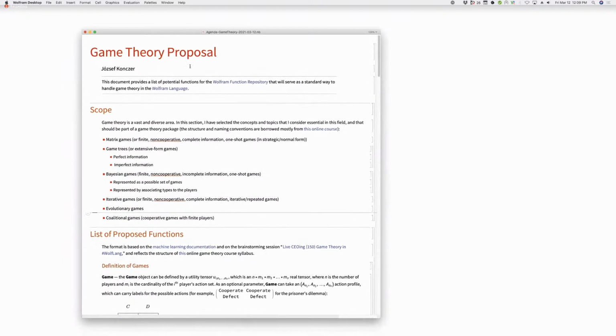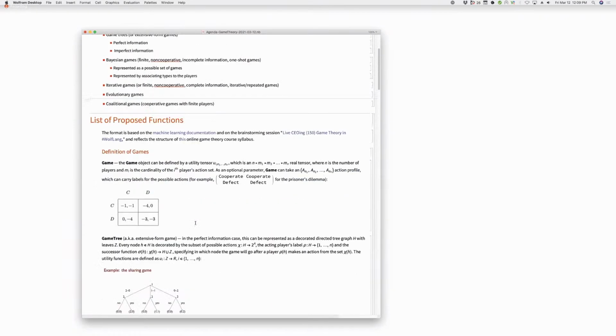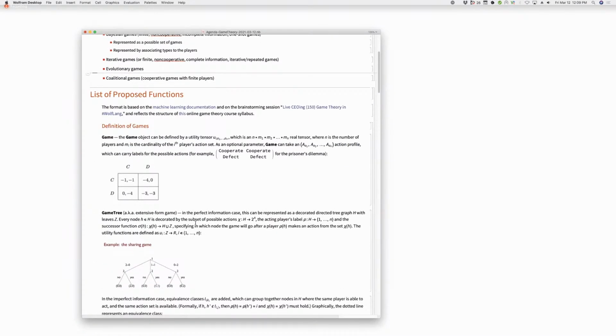So, okay, now Joseph has proposals for functions. Explain. Okay, a game can be defined by a utility tensor. N is the number of players. M is the cardinality of the ith player's action set.